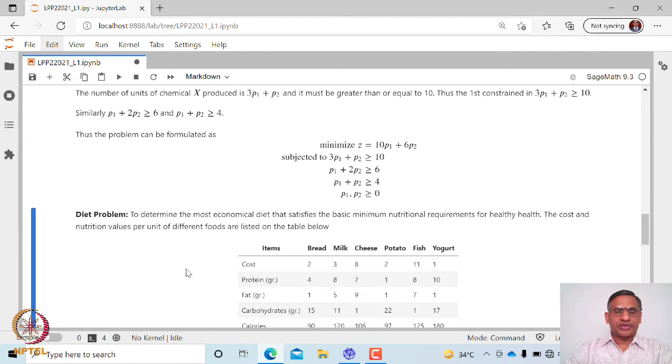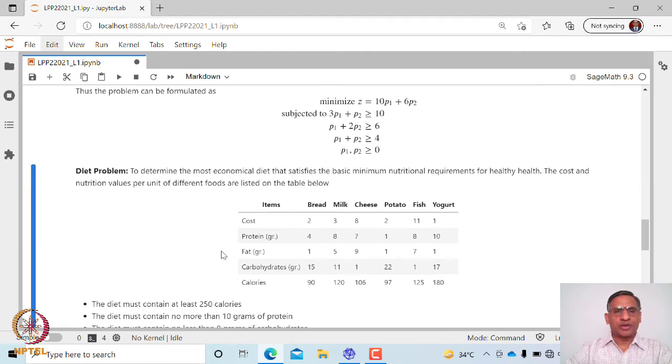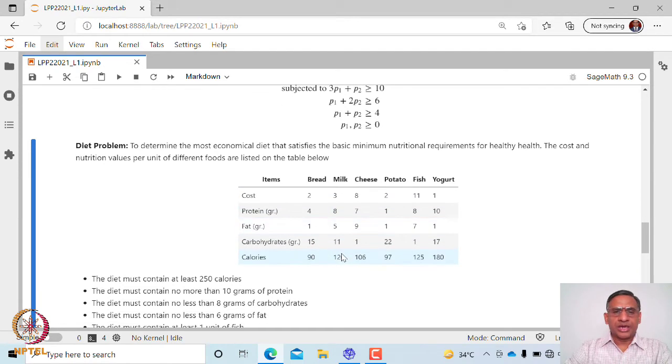Let us look at another very important problem. This is what is called the diet problem. It says that you have to determine the most economical diet that satisfies basic minimum nutritional requirements of a healthy person. Now, the cost and the nutrition value per unit of different foods are listed in this particular table. There are 6 types of food available, namely bread, milk, cheese, potato, fish, and yogurt. And the cost per unit of each of these foods is given.